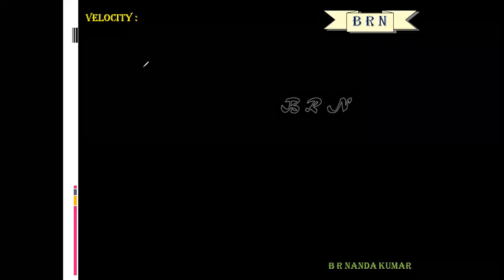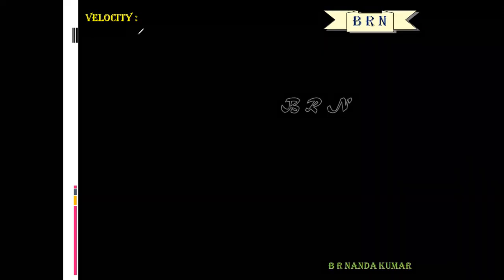So in this class, first let us discuss the next very important topic, that is velocity. Velocity means the time rate of change of position along a fixed direction. So velocity is a vector physical quantity. Velocity has both magnitude and direction. But speed is scalar.